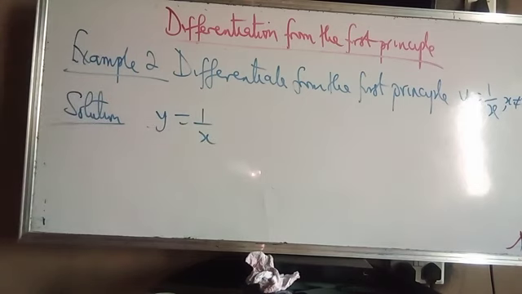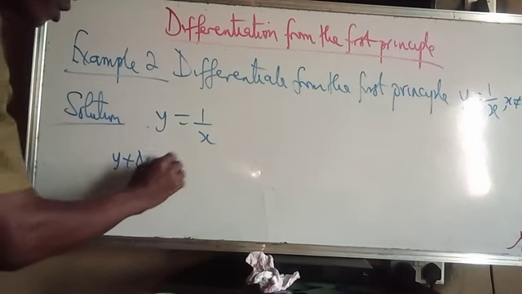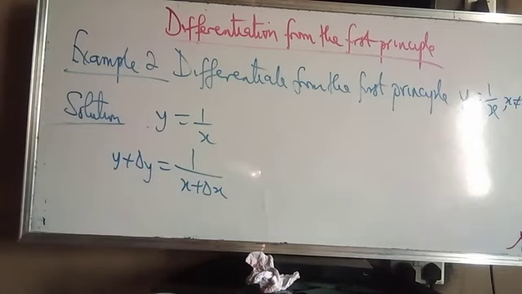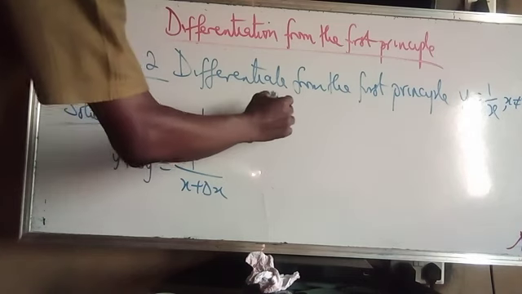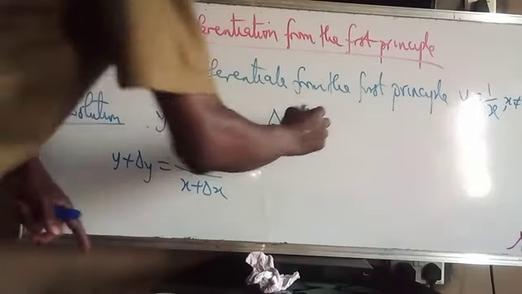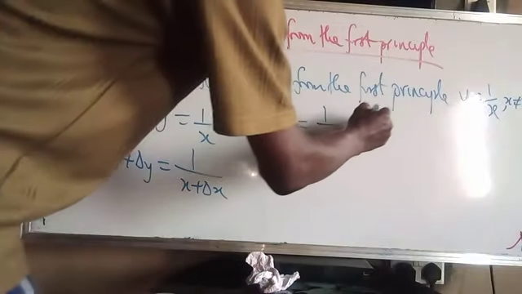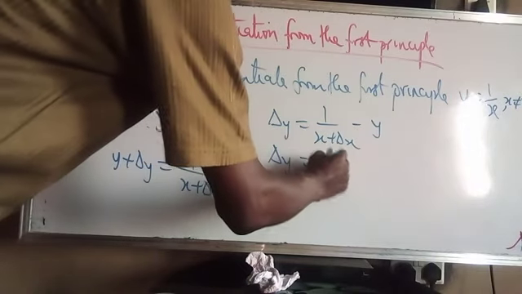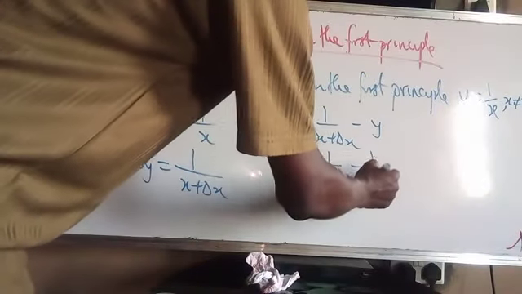For us to differentiate from the first principle, I told you that you will add the increment to y and x respectively. So we have what? y plus change in y is equal to 1 over (x plus change in x). Beautiful. So by the time you make change in y the subject of the formula, y will come here. So now I have change in y will be 1 all over (x plus change in x), then minus y. And your y is what? 1 over x. So change in y will be 1 over (x plus change in x) minus 1 over x.